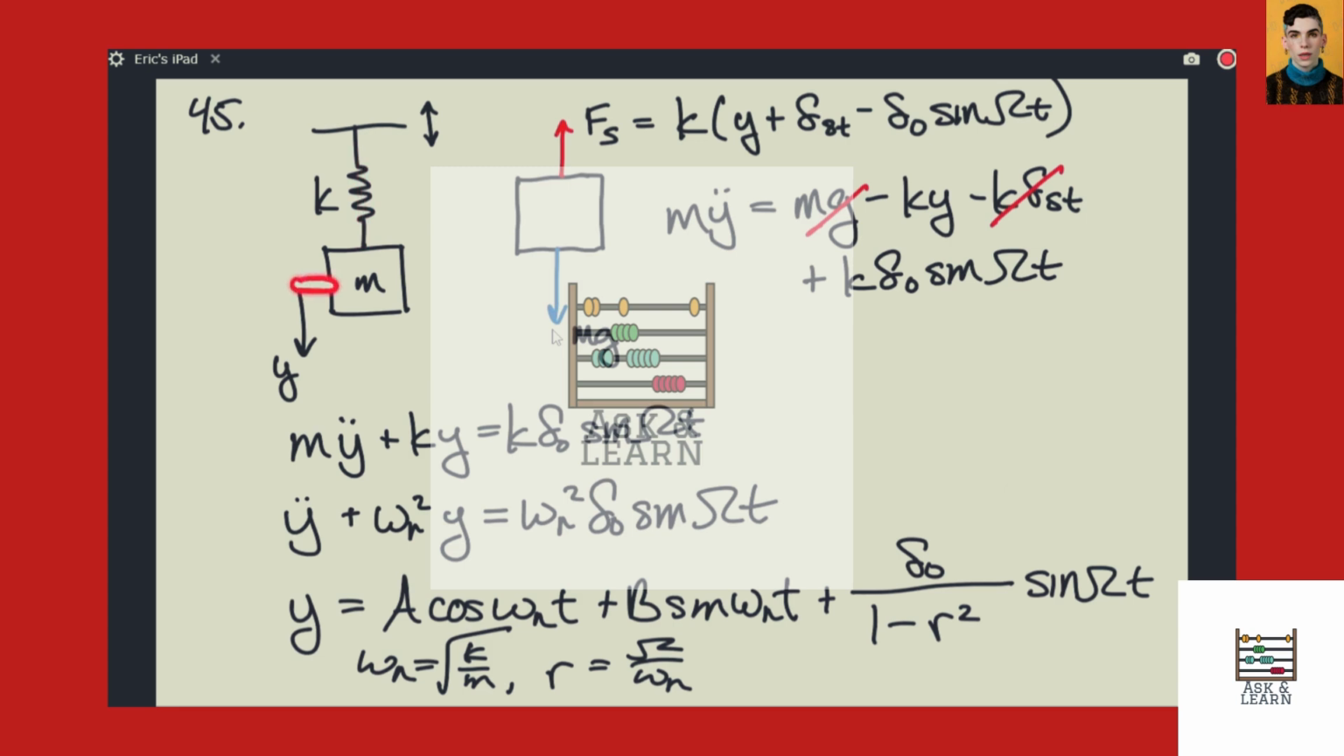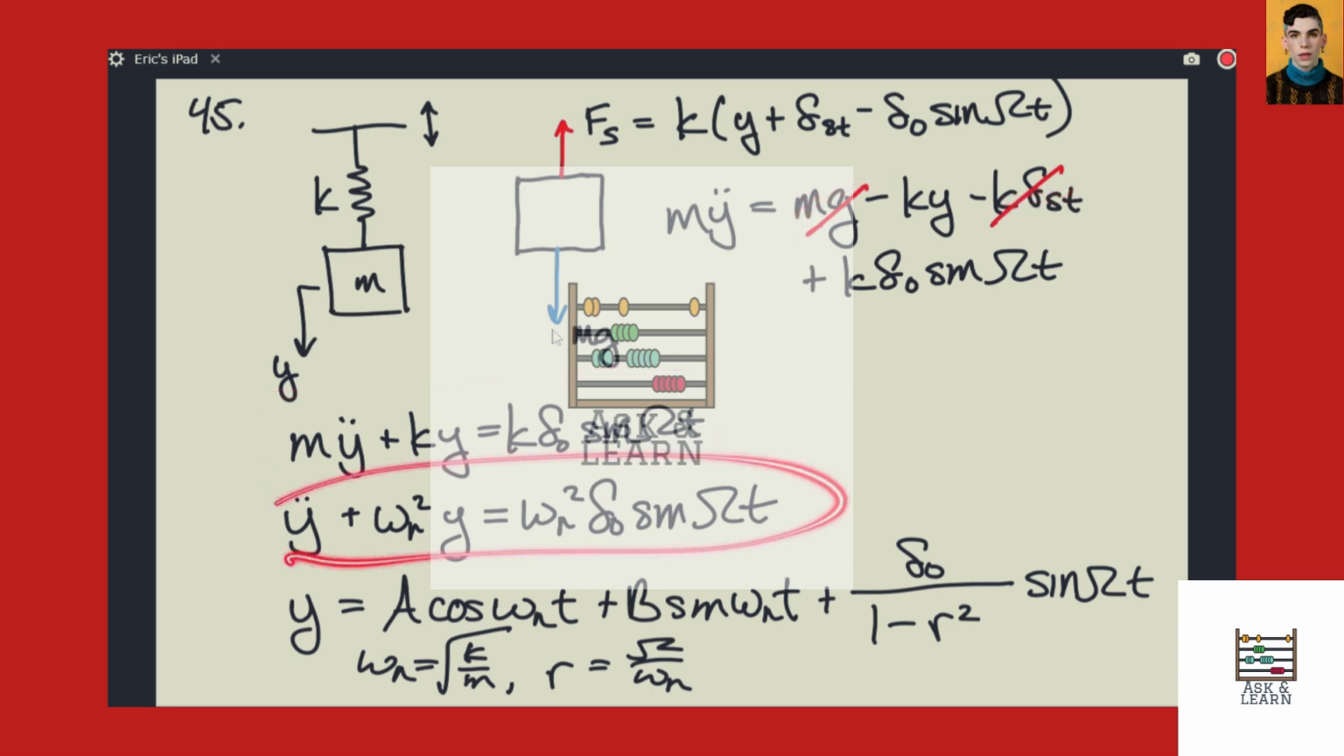So y now measures the motion about that static equilibrium, and that's usually what we worry about in vibrations, because in vibrations, constant forces don't cause systems to vibrate, they just cause the equilibrium position to change. And so usually we're just worried about the motions about an equilibrium. So these terms cancel and we get this.